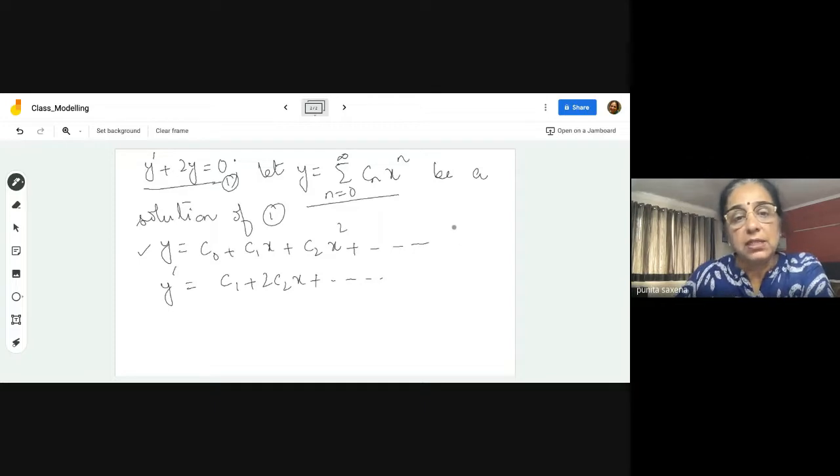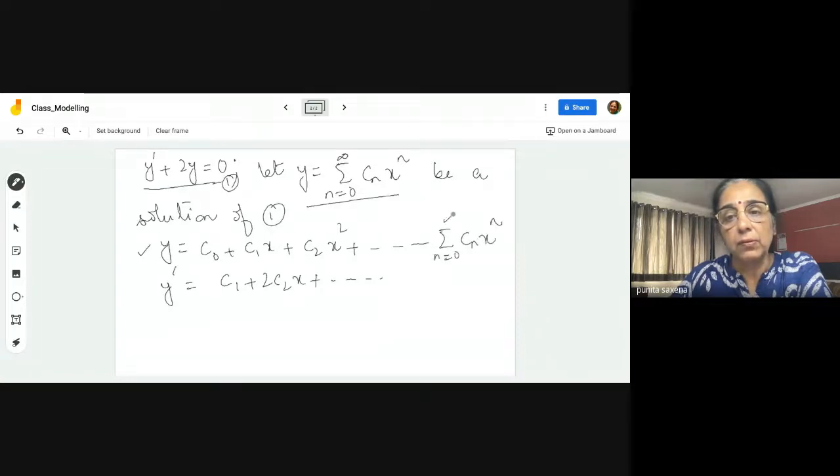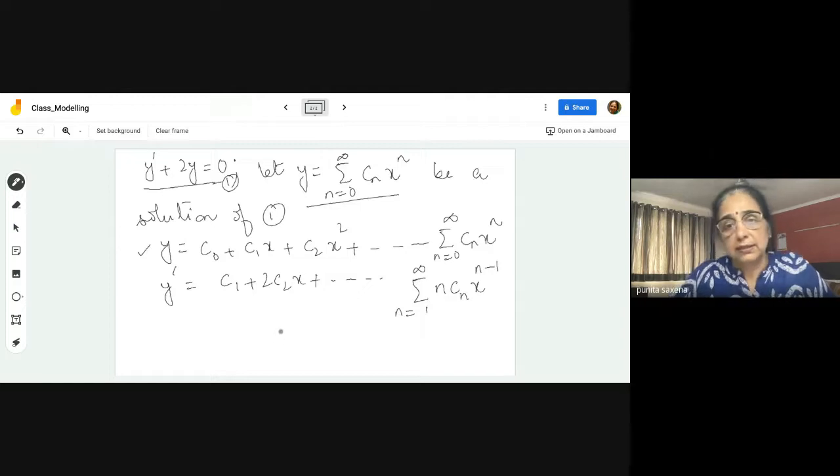Now, this is like writing every term specifically, or I can use the generalized notation also, in the sense that my y I can write as summation Cn x^n, n from 0 to infinity. This was my y. So my y dash will be nothing but summation n Cn x to the power n minus 1, n varying from 1 to infinity. Is that right?